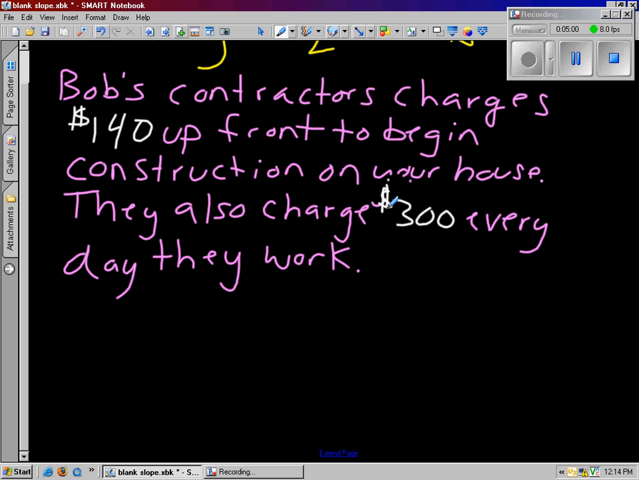Write the equation. Pause the tape. When I write my equation, I get y equals 300x, because it's $300 every day, plus 140. That's it. Piece of cake.